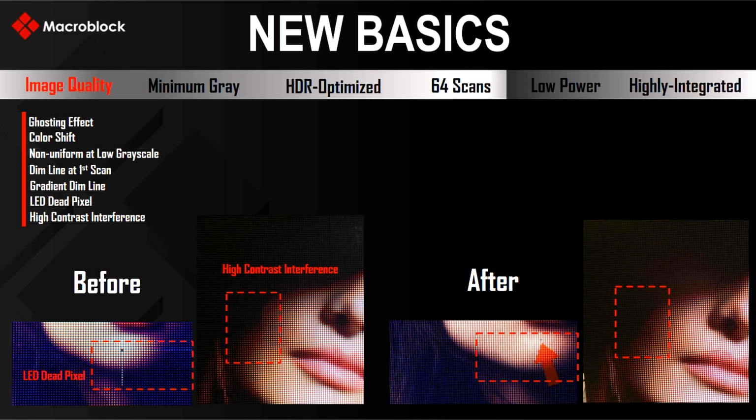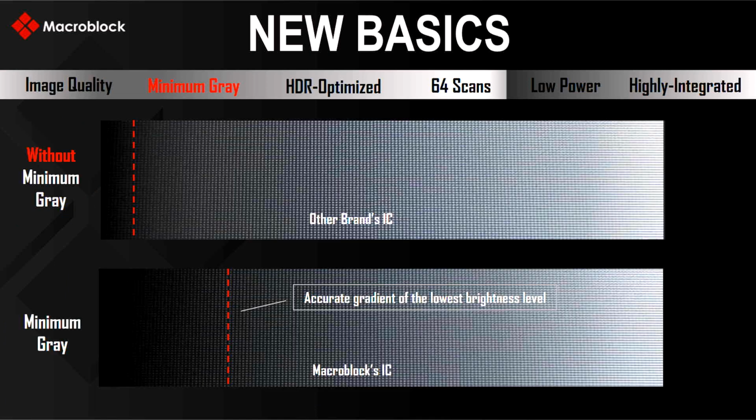Next is about minimum gray. Macroblock can achieve accurate brightness at the lowest grayscale level to have smooth and linear gradient of the display module. When comparing the two pictures, the module with the Macroblock driver IC shows more detail than using the other brand's driver IC. Take our product NBI 5359 as an example, which can support up to 16-bit grayscale. The lowest brightness is 0.04 nits. As a result, it can show the better visual performance.